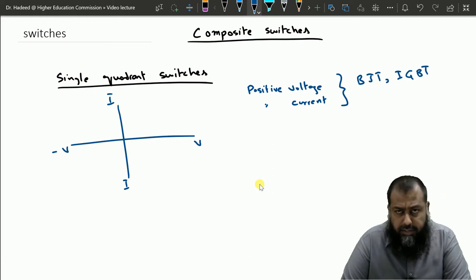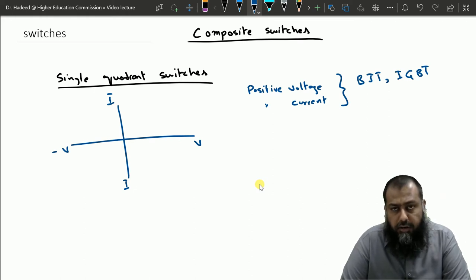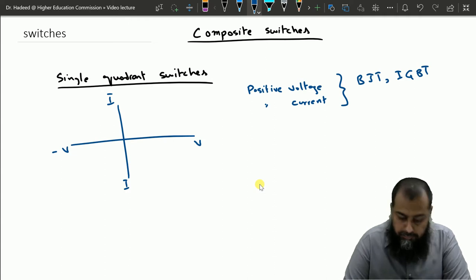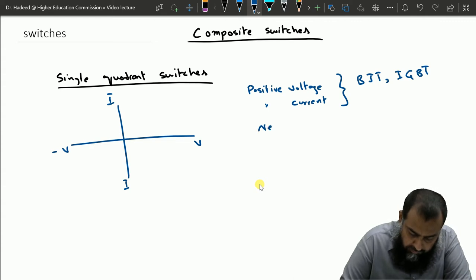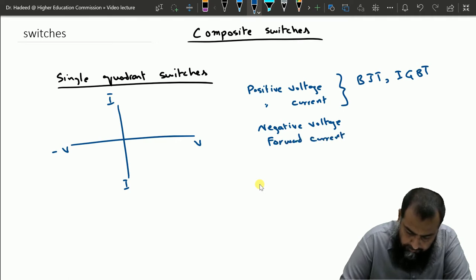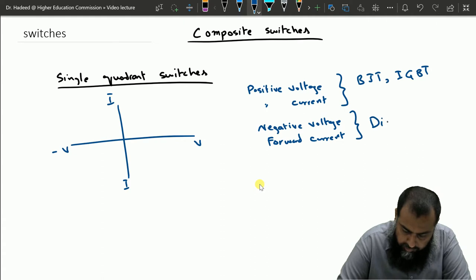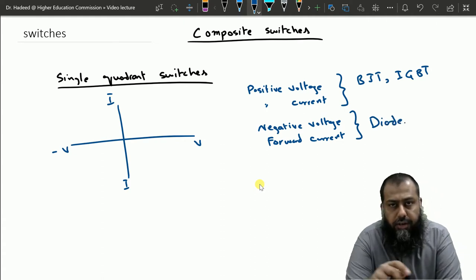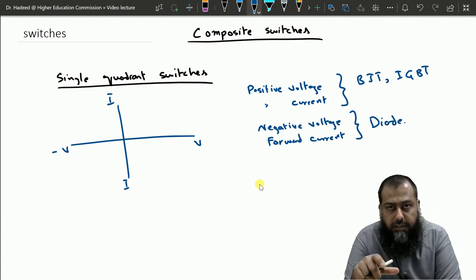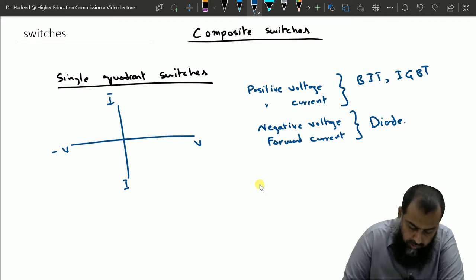and there is a device which is capable of allowing the current to flow in the forward direction, but it blocks the voltage in the reverse polarity. So with negative voltage and with forward or positive current, we have the diode.